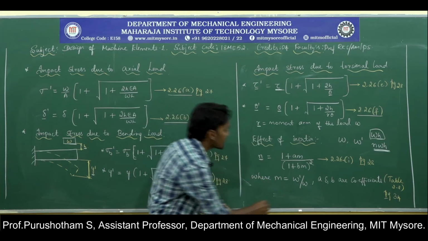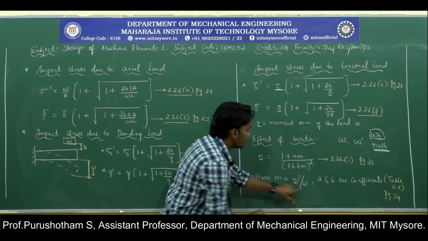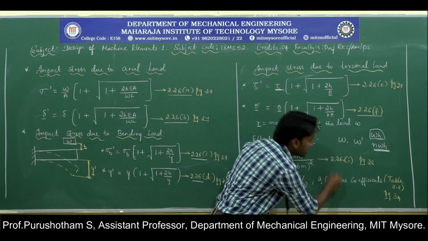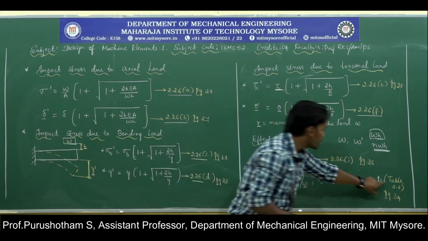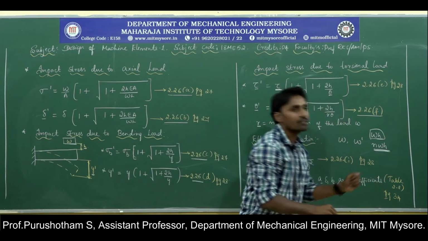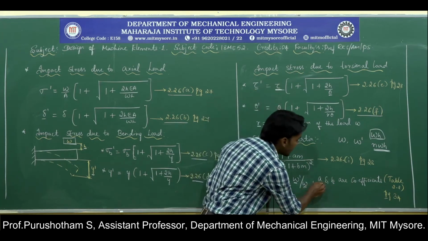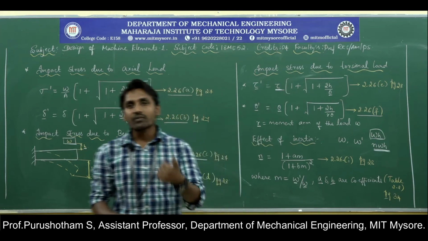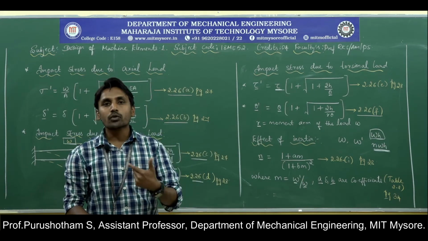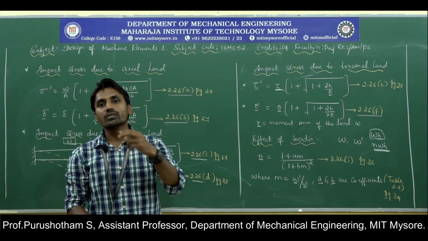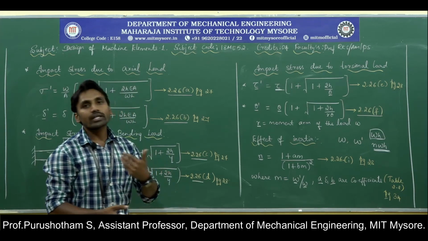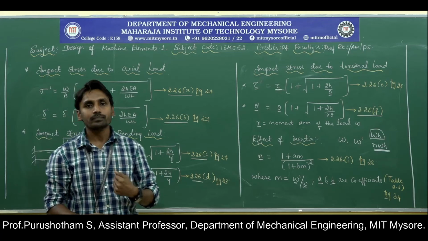Where m is given by W dash divided by W, and A and B are the coefficients which are available in Table 2.8, page number 34. These A and B coefficients depend on the cantilever beam or the simply supported beam, that is the central load which is going to strike on the simply supported beam, and the longitudinal bar.